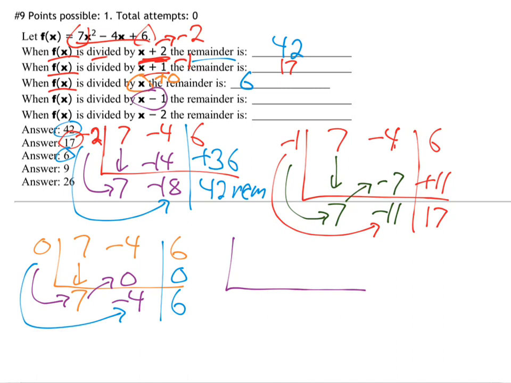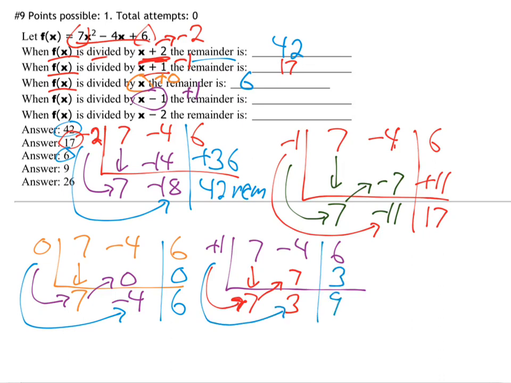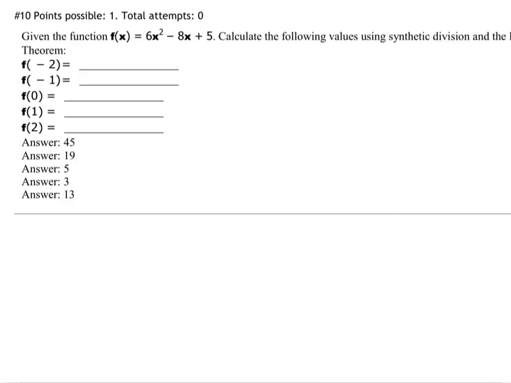And then how do we do the next one? We're dividing by x minus 1. So again, if a number's right next to x, whether it's got parentheses or not, it's the opposite of what it really is. So plus 1. And write 7 minus 4, 6. Here we go. Bring them down. 7. 1 times 7 is 7. And 7 minus 4 is 3. And 1 times 3 is 3. Add them up, 9. 9's the remainder. I'll let you do the last one. It's the same exact thing. So on to number 10.